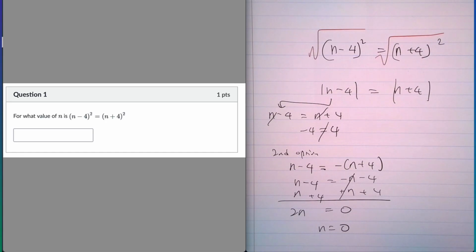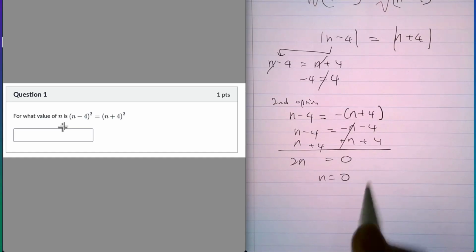If you plug 0 into n, it's going to work. You're going to get 16 equals 16, because negative 4 squared will become positive 16. If you put 0 here, 0 plus 4 is 4, and 4 squared again gives you 16. So 0 should be a good answer here, but can there be another solution?